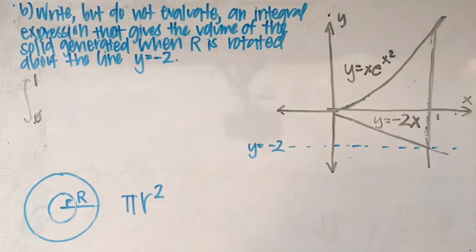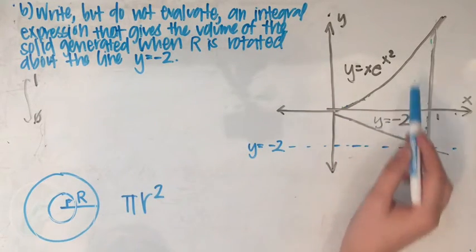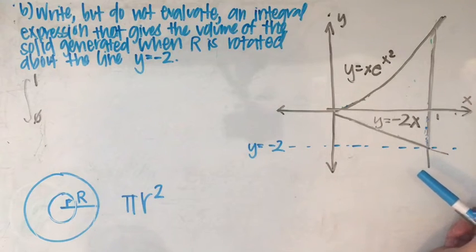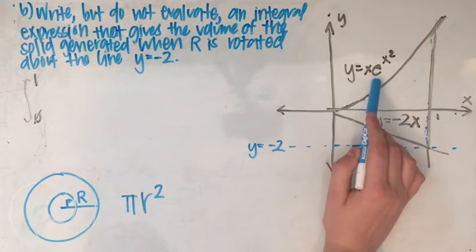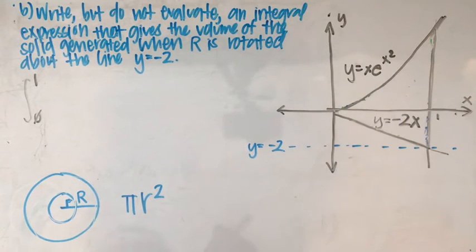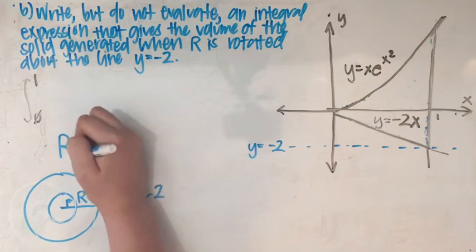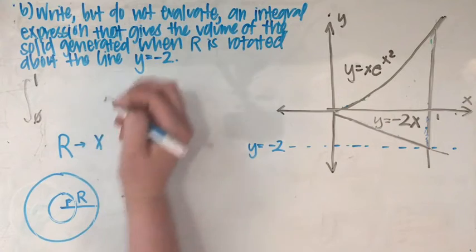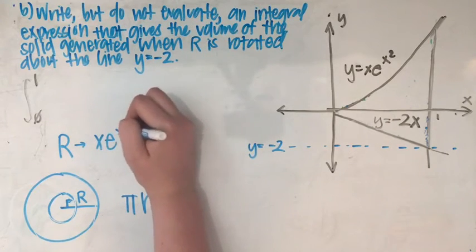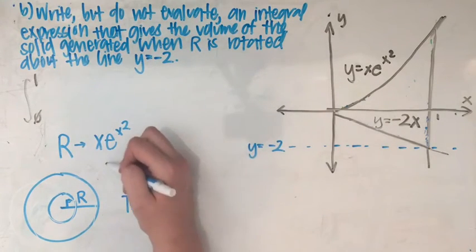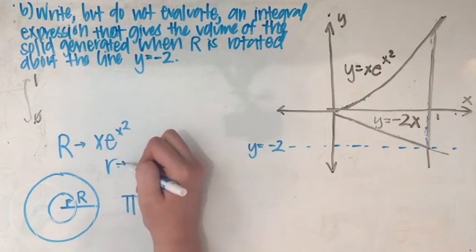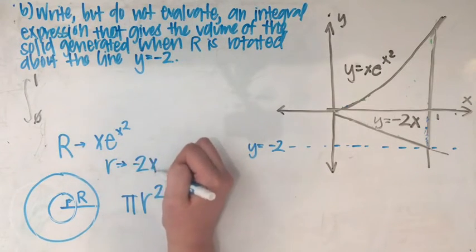And we know that the big R, because it's the furthest one away from the line that we're rotating it around, is going to be y equals x e to the x squared. So big R is going to be x e to the x squared. And that means that our little r is going to be -2x.